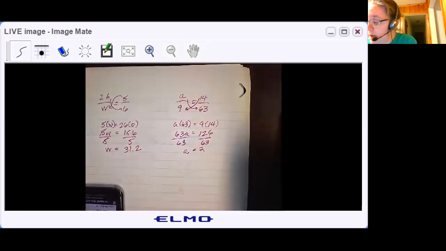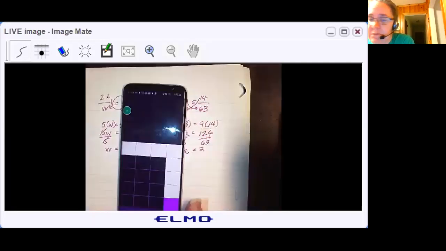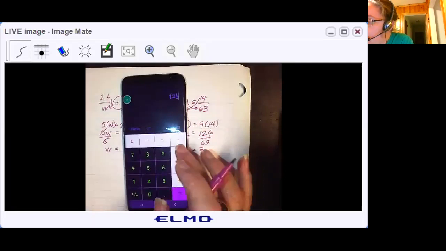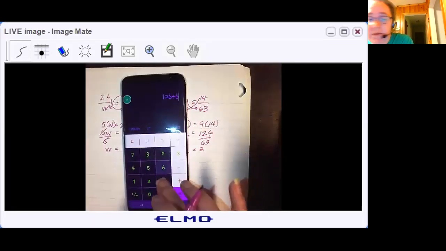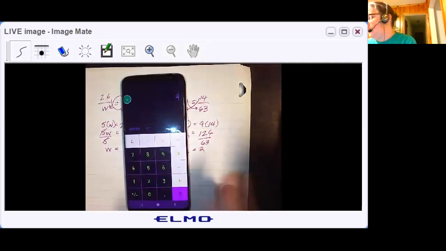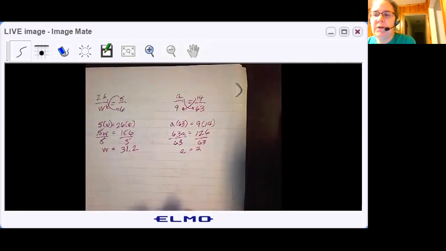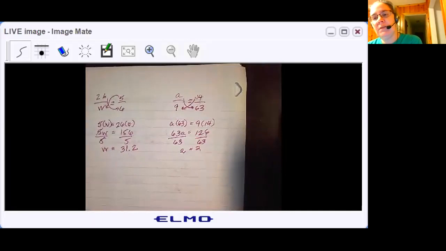If you don't want to go get an outside app, most phones come with a calculator anyway. This is my calculator. And I could do the same thing. 126 divided by 63. And I get 2. Okay. Now, this is as far as I'm going to go with these. I'm going to give you 2 more examples. What I want you to do is what we've always done. I want you to write down the examples, pause the video, work the examples, and then turn the video back on and check your answers, okay?